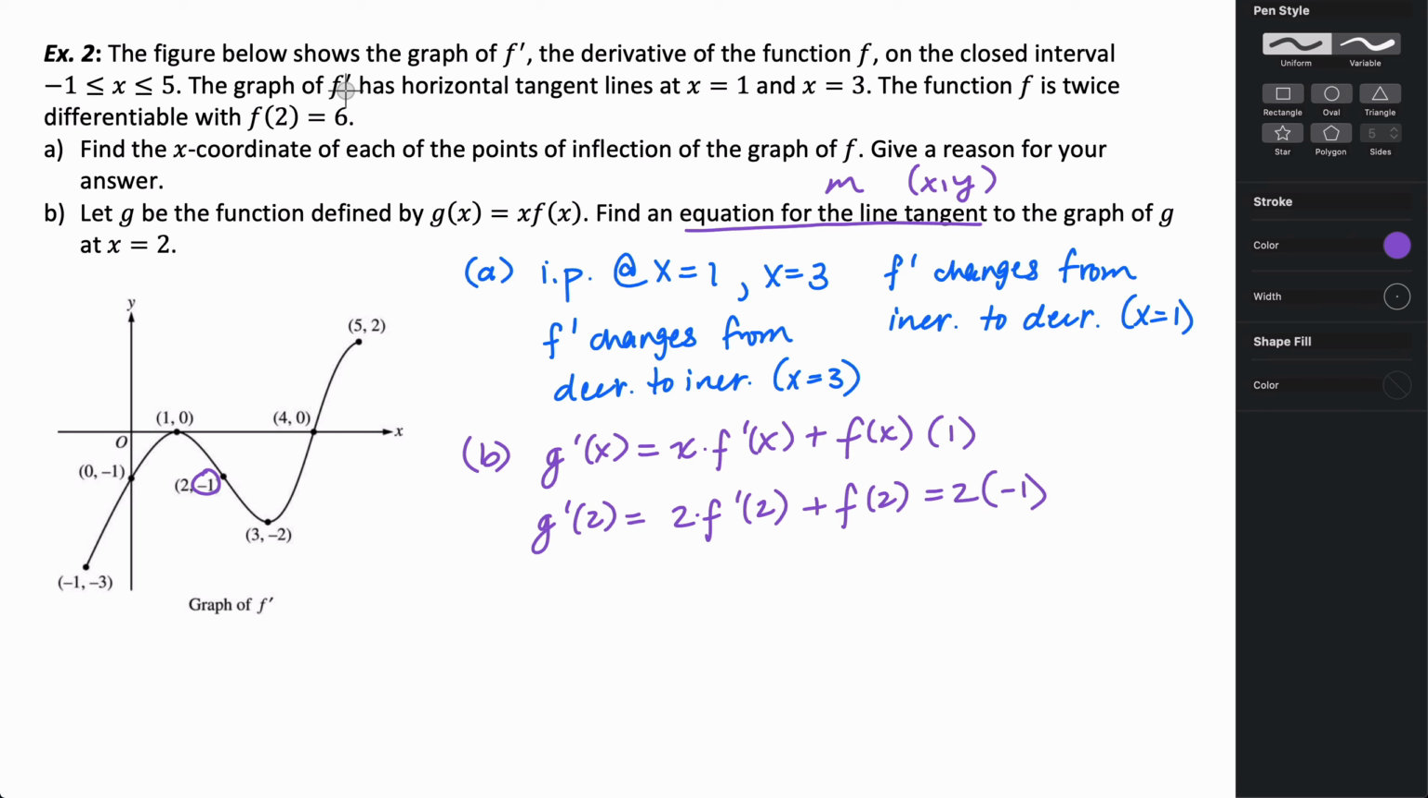F of 2, we were actually given that in the original stem there. So f of 2 is 6, so plus 6. So we have -2 plus 6, which is 4. So that's the derivative at 2.